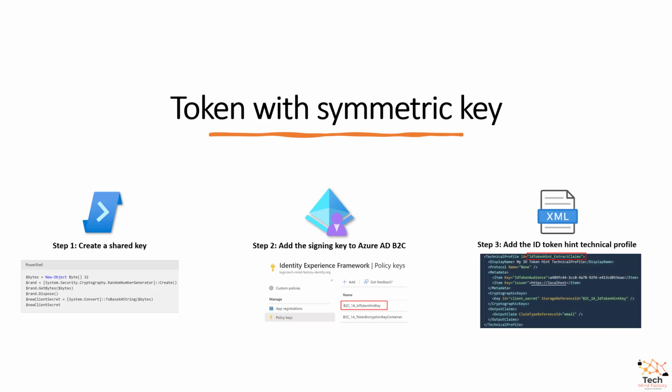And once we have it, in the ID token hint extract claims technical profile, responsible for extracting claims from the ID token hint, we have to use this ID token hint key. So as we can see under the cryptography keys, we have client secret and this reference to the ID token hint key. So in this specific case, once Azure AD B2C receives the ID token hint, it uses the ID token hint key to verify the signature, and it also uses the ID token hint extract claims technical profile to extract claims from this ID token hint.